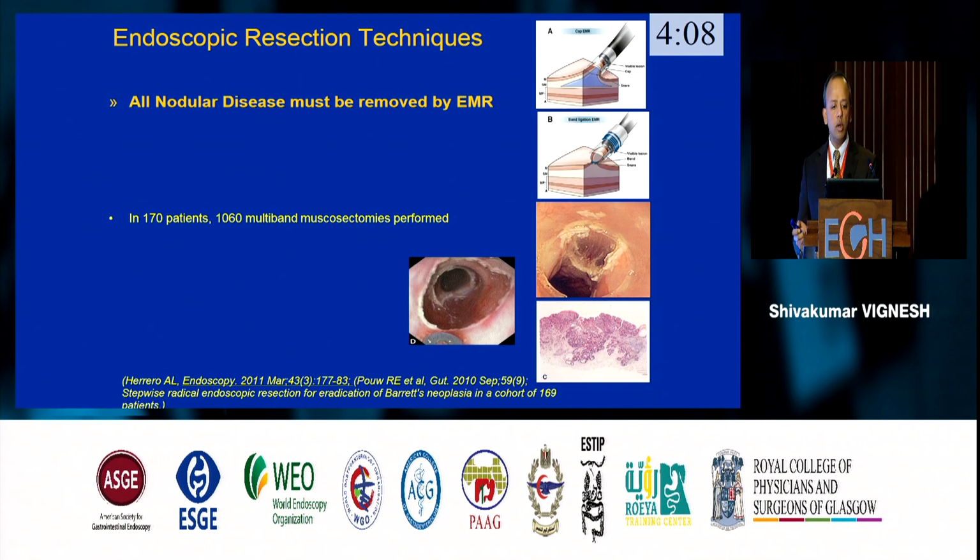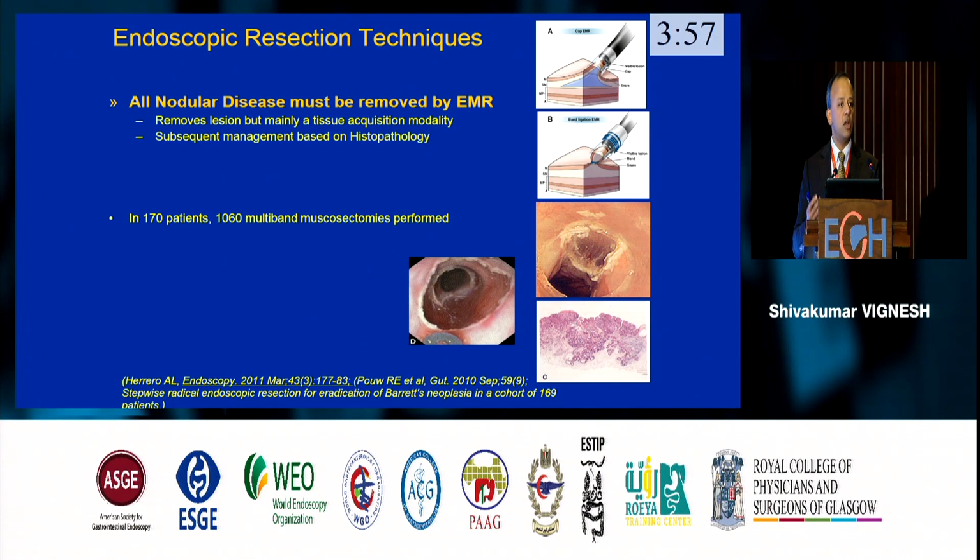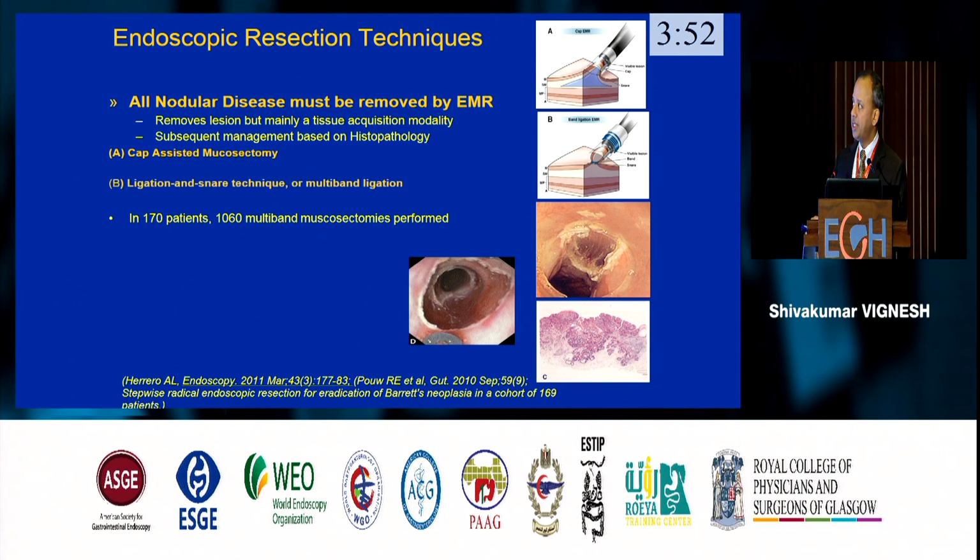So all nodular disease must be resected by EMR. Though this removes the lesion, I always remind my patients this is primarily for tissue acquisition, so you can get an accurate pathological stage and then use that to guide your management. There is a cap-assisted technique and a band ligation-assisted technique. Both are similar in that they have a plastic or transparent cap at the tip of the endoscope, and you identify and suction the target area into the cap. For the cap, you use saline injection to separate the mucosa from the muscle layer, as there is a danger of trapping the muscle and resecting it. But with the band, it is safer.